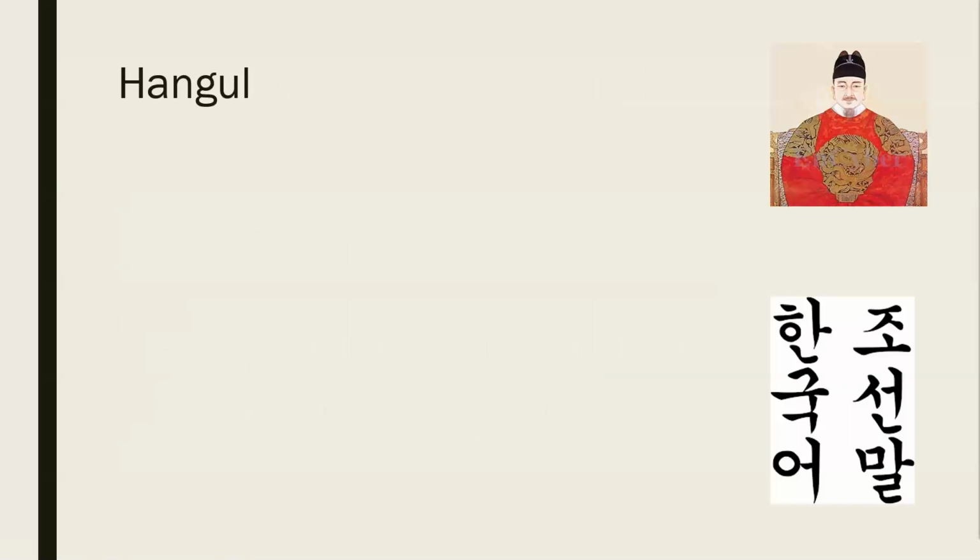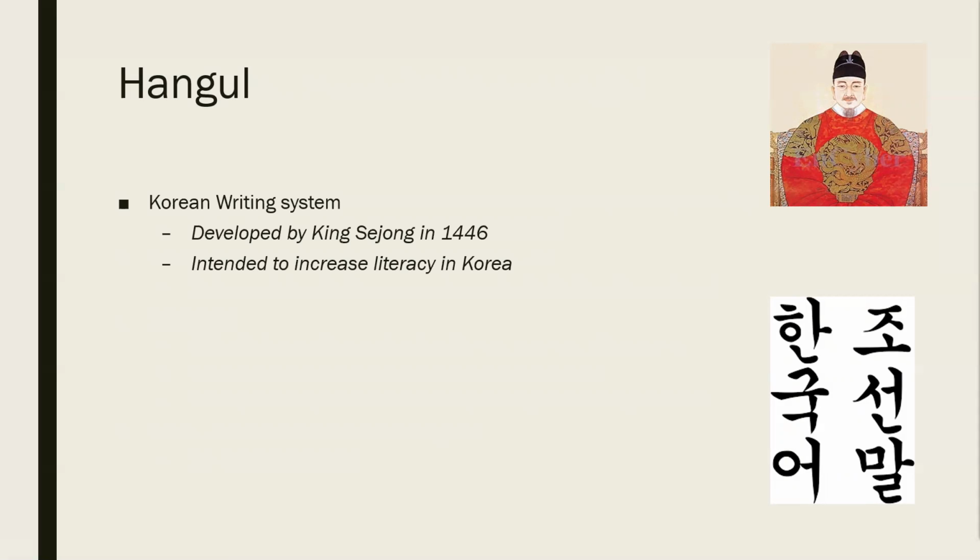Now, a writing reform which was more successful would be the development of the Hangul writing system, which we talked about pretty extensively in the writing systems unit. To review, the Hangul is a writing system developed specifically for the Korean language. It was developed by King Sejong, who wanted to make a writing system that was tailored to the Korean language, and it was intended to increase literacy in Korea.